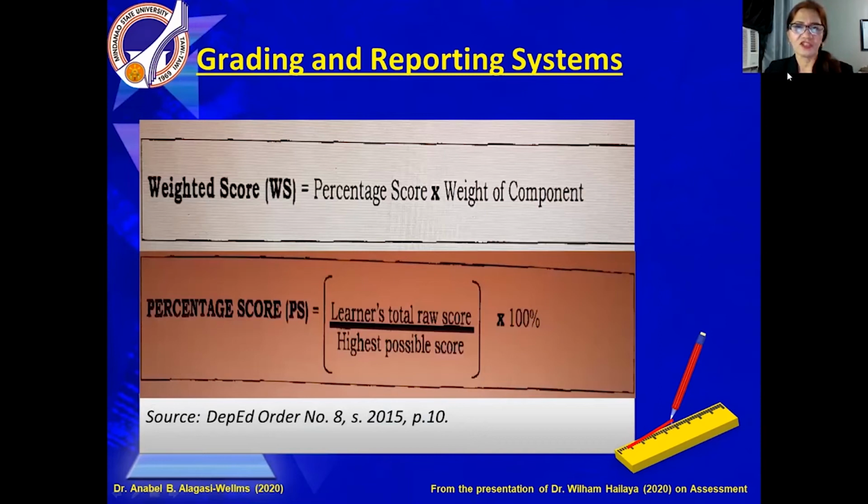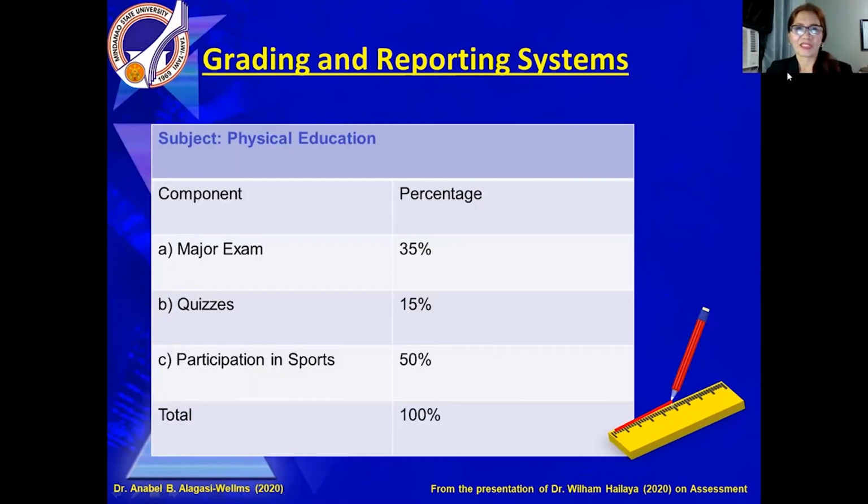And you have the weighted score there, the percentage score. This is what we're using in DepEd. Okay, I'm not very sure what's your standard. So let me just show you an example of the standard here. This example is on physical education. I'm not very sure if you're teaching PE, but the subject is PE or physical education.